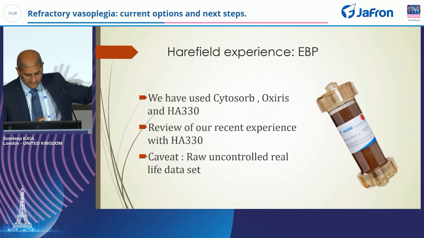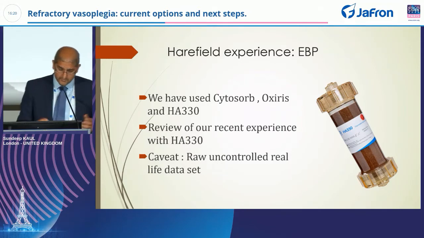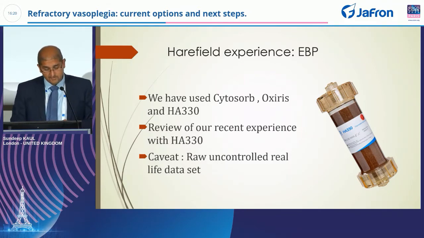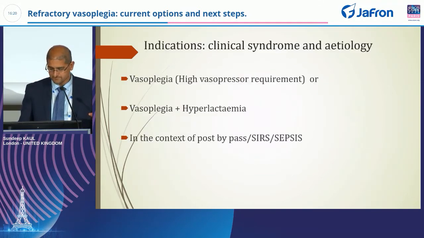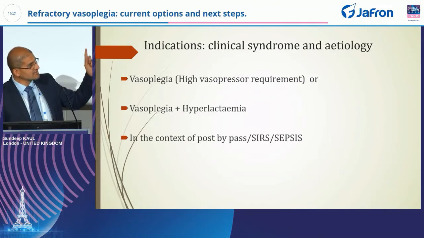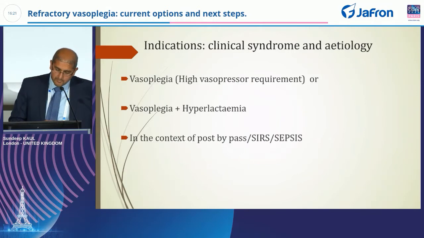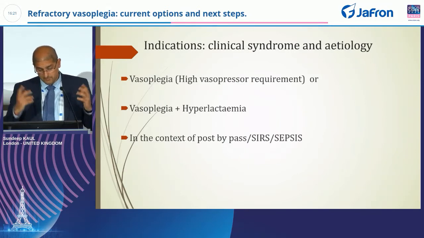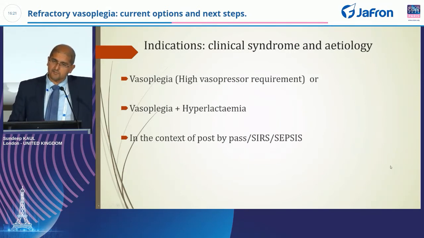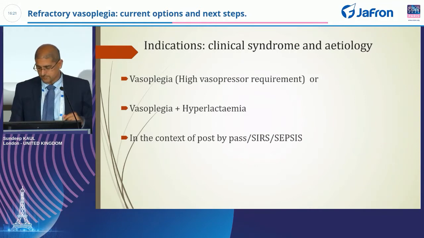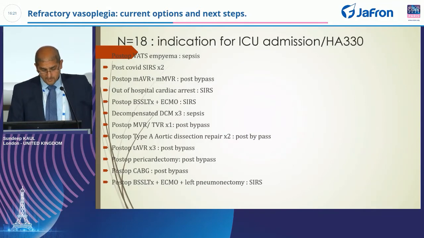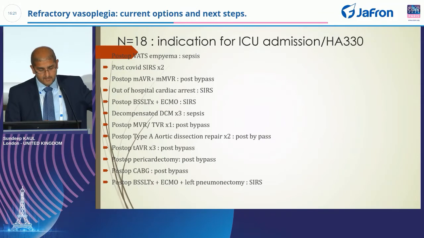So we've used CytoSorb, we've used Oxiris, we've used HA330, we've just started using 380, and I'm just going to share some unpublished, raw, uncontrolled, real-life data, which keeps me up at night. So this is the vasoplegia, vasopressor requirement, this is the hyperlactemic group, not everybody, but some of them, and this is the context of post-bypass SIRS or sepsis. Those are the 18 patients I'm going to share with you.